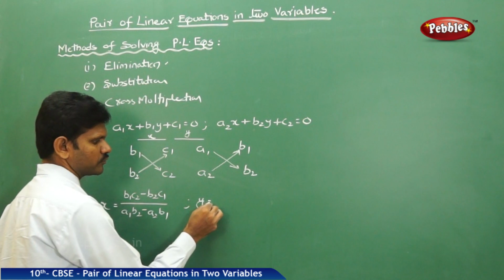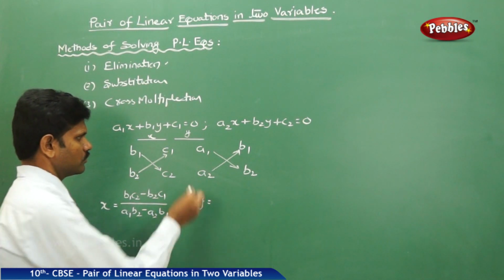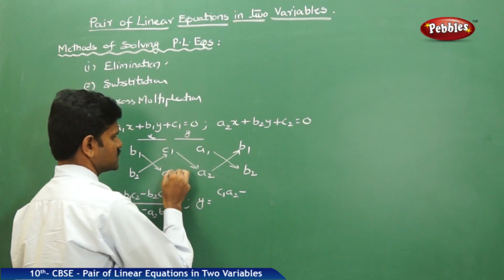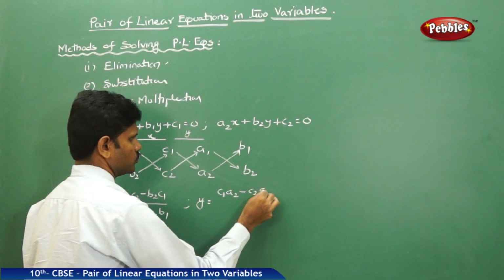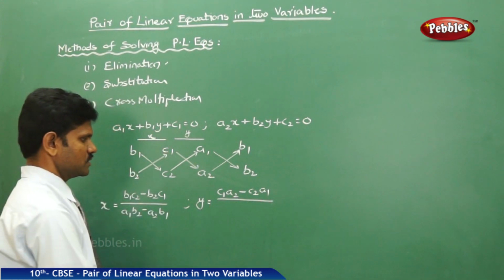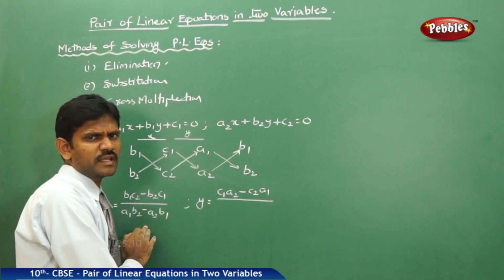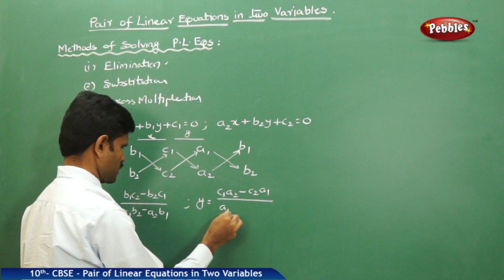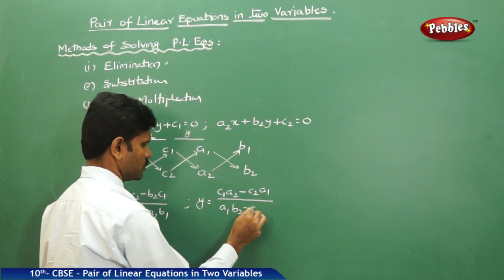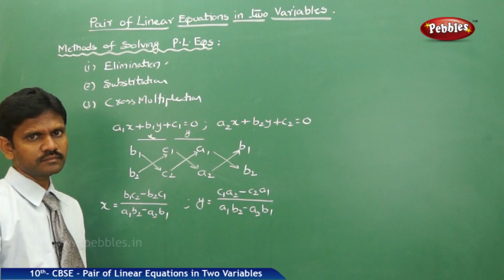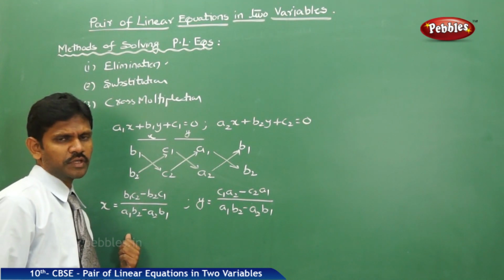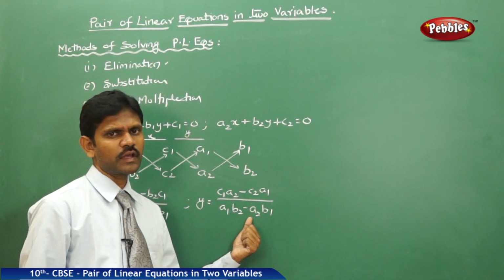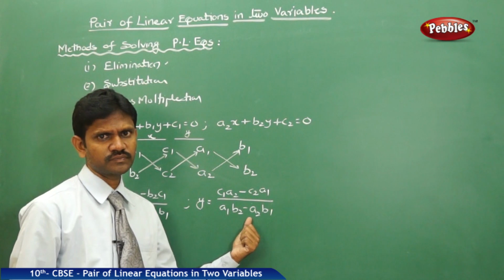Similarly, to find the value of y, follow: c1 a2 minus c2 a1 by, same in both cases, in case of x and in case of y, the denominator must be the same, that is a1 b2 minus a2 b1. This is the formula we can use to find the value of x, and this is the formula we can use to find the value of y in the cross multiplication method.